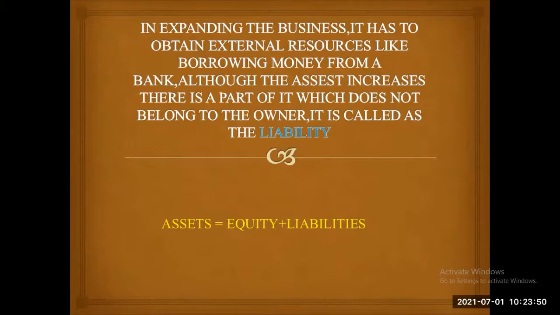Although the asset increases, there is a part of it which does not belong to the owner. It is called the liability. Then the equation forms as assets equal equity plus liability. That means the asset is made with the total amount of equity and liability. Liability is an asset, but it has to be paid off by the business.